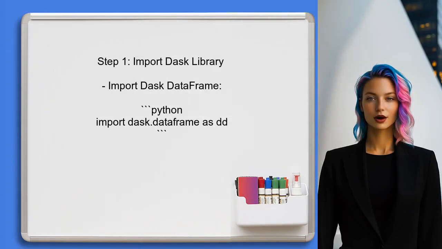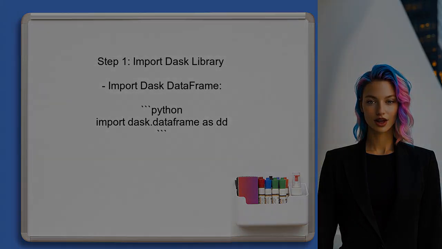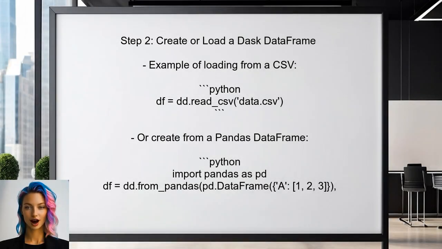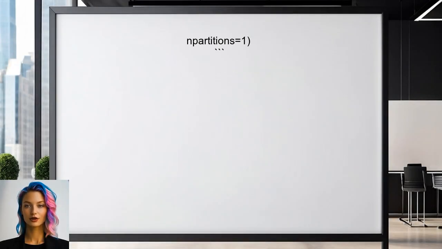To rename the index of a Dask DataFrame, the user should first ensure they have the Dask library imported. This is essential for working with Dask DataFrames. Next, the user needs to create or load a Dask DataFrame. This can be done from a variety of sources, such as a CSV file or a Pandas DataFrame.